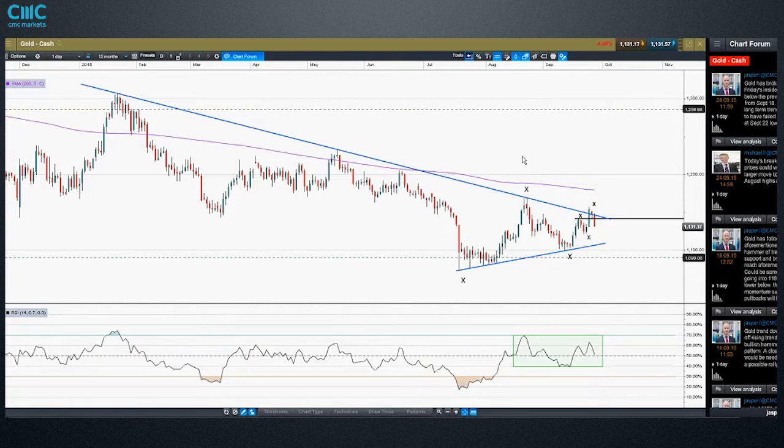So this is the way I'm viewing gold. Kind of pulled the chart out a little bit here. This is the daily chart. This is our downsloping trend line, which it looks like we've got a break from. And we still could have the following day. We just had a little bit of a pullback, closed above the line, as I have it.